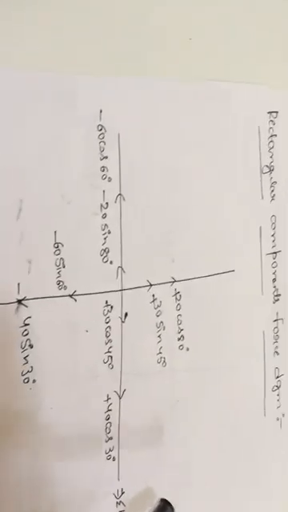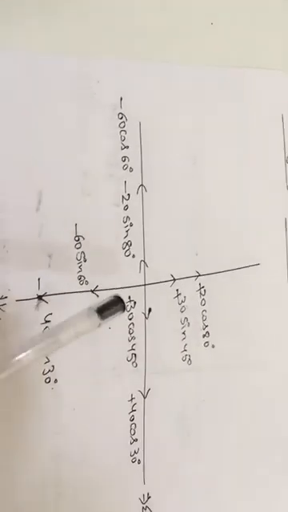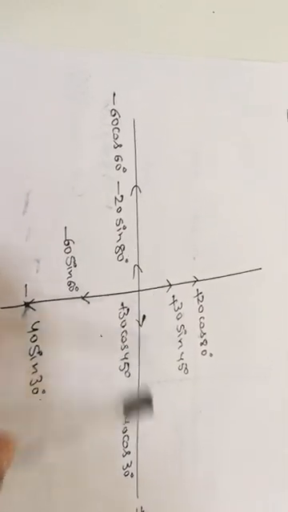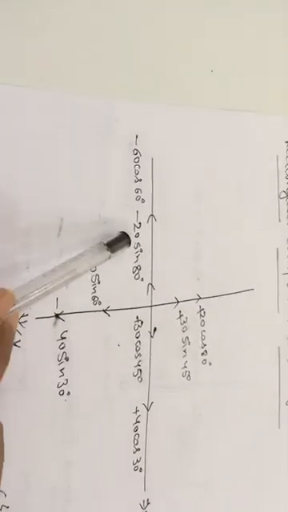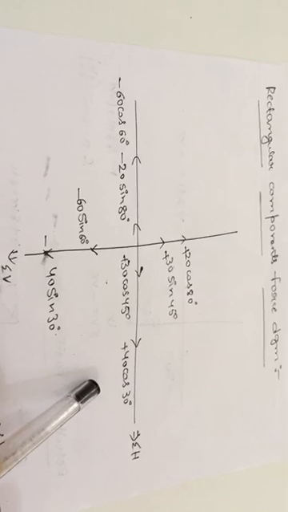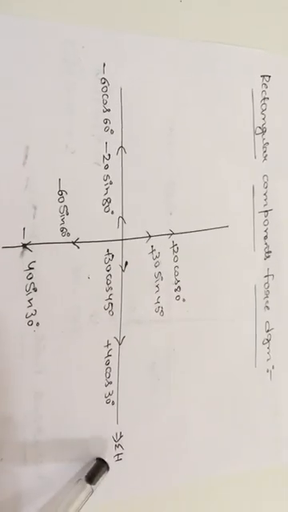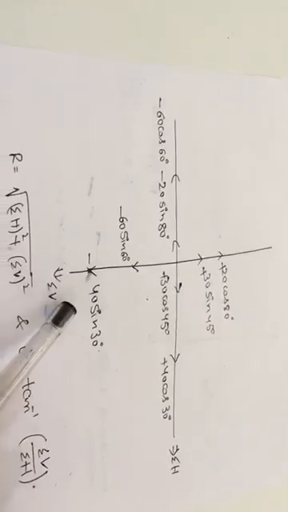And one more thing: according to the sign convention only, you will get the plus sign or minus sign. Here these two forces are acting towards the positive x-axis, so you will get the plus sign. These two forces are directed towards the positive y-axis, so you will get the plus sign. And these forces are directed towards the negative x-axis and negative y-axis, so for these four forces you will get the minus sign. According to the sign convention only, you need to calculate the sigma h value and sigma v value.